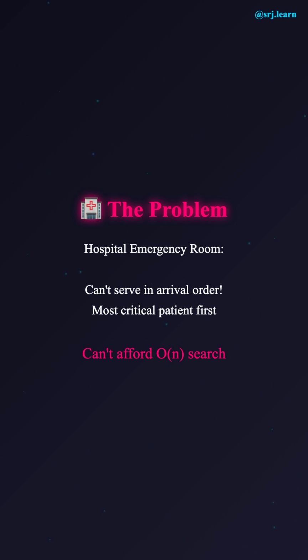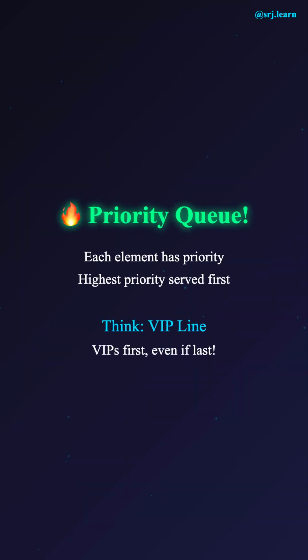How do you efficiently get the highest priority element without searching through everything? You can't afford O of n time for every operation. That's way too slow. The solution is a priority queue, implemented using a heap data structure.